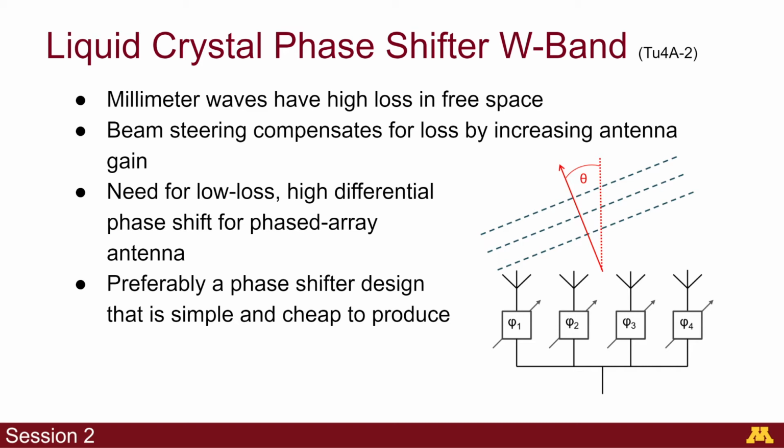This paper presents a design of a phase shifter in the W band, which is part of the millimeter wave range. Because a single antenna might need dozens or hundreds of these phase shifters, they must be cheap and mass producible.